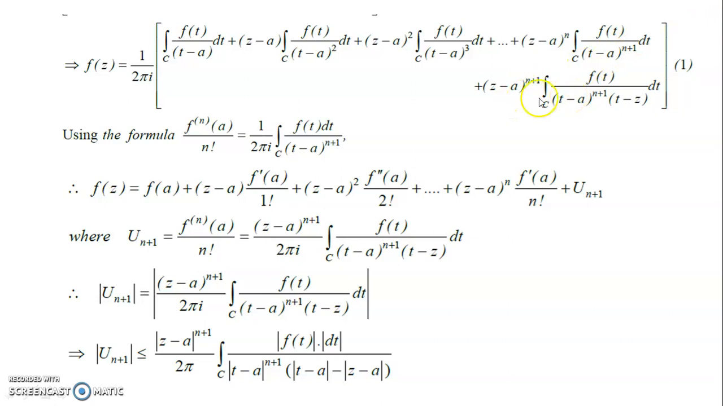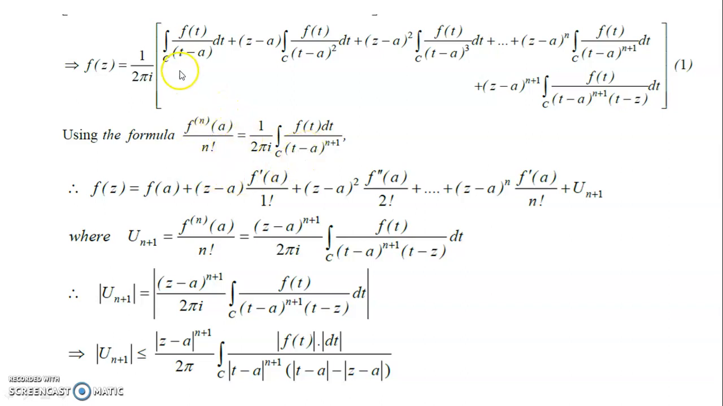Finally we get this, and then you can make use of Gauss's integral formula for the nth derivative. That is f^(n)(a) divided by n factorial. I am taking it this side because every time we use this, it is 1 over 2 pi i multiplied with the integral inside all the terms of the integration. That's why I am taking this form of Gauss's integral formula for derivatives.